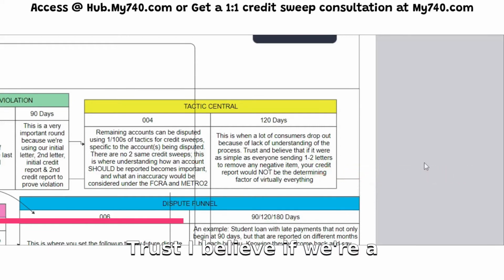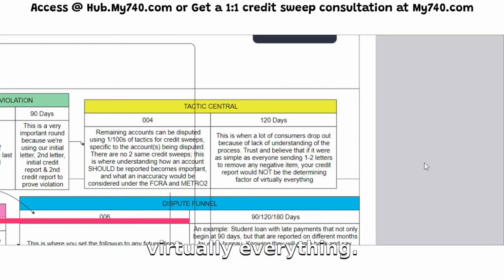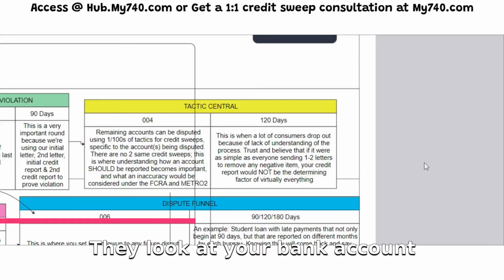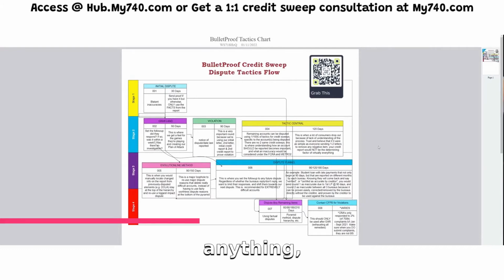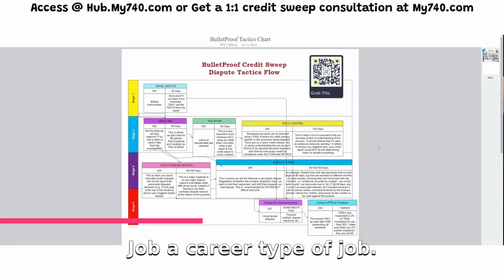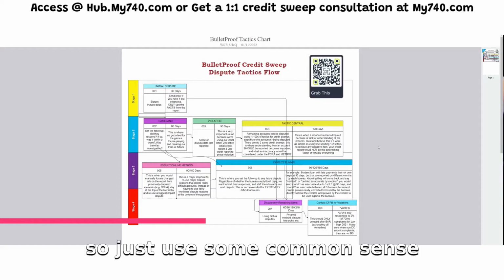And like I said, trust and believe, if it was as simple as everyone sending out 1 to 2 disputes to remove any negative item, your credit report would not be the determining factor of virtually everything. If you go to get a car, what do they look at first? They look at your credit. You go to get a house, what do they look at first? They look at your credit. If you go to get jewelry, what do they look at? They look at your bank account and/or your credit report. If you go and apply for anything, what do they look at? Your credit report. If you go to get a good job, a career type of job, what do they look at? They look at your credit report, okay? So just use some common sense here, okay?